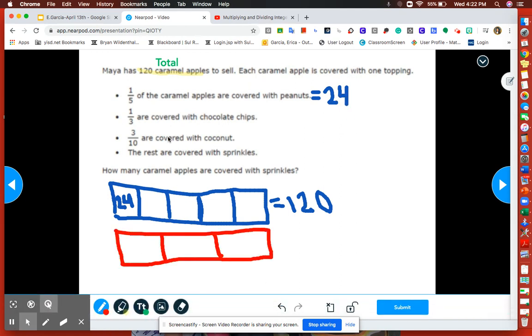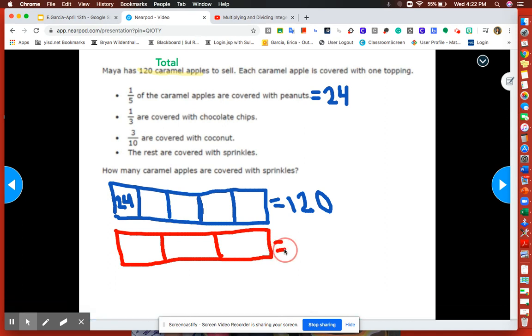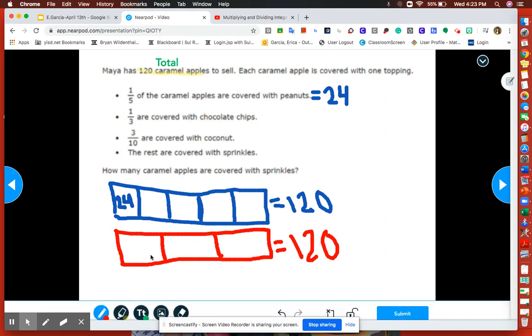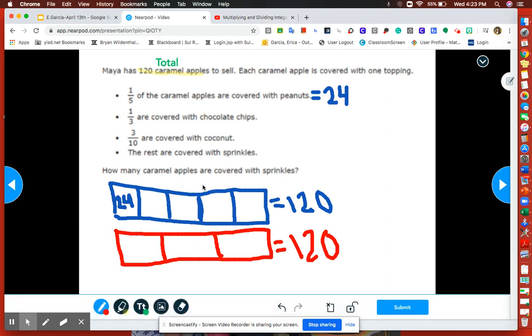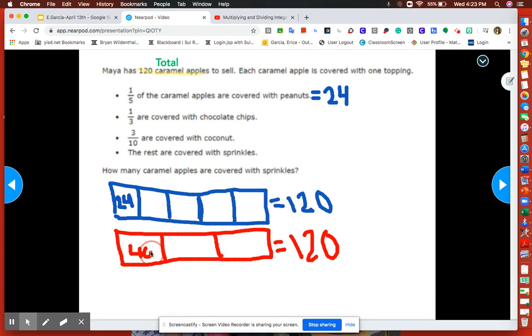All right, the next is 1/3 are covered with chocolate chips. I already drew my fraction bar. Make sure that they are the same size, because remember, they're talking about the same amount. Again, all of those are 120 together. However, we only need 1/3. So we would take that 120 and divide it by 3, which gives us 40. So this is worth 40, which means this is 40.